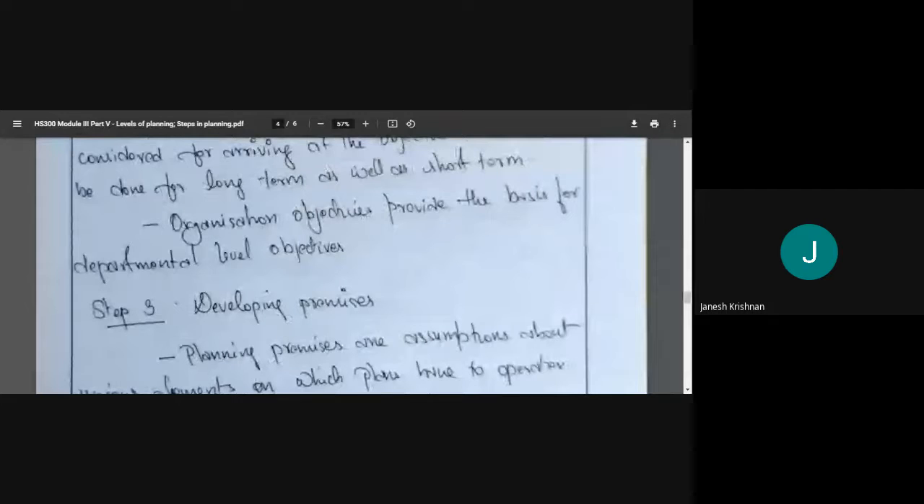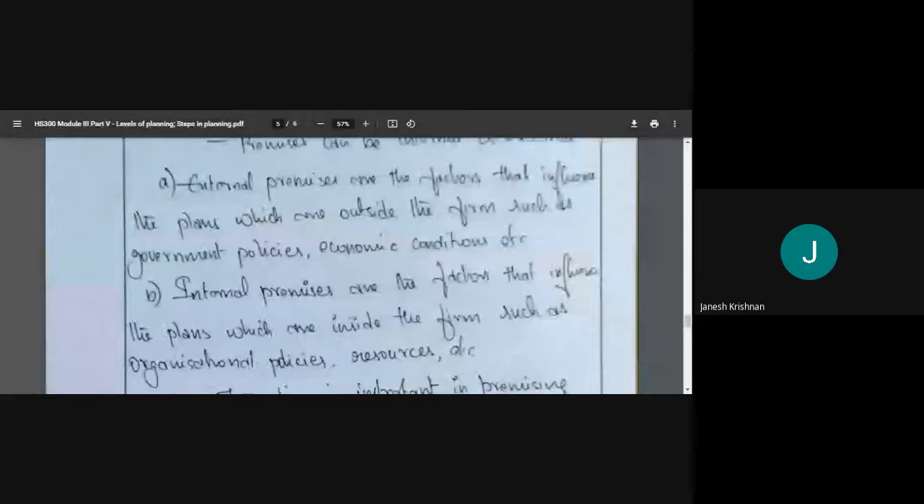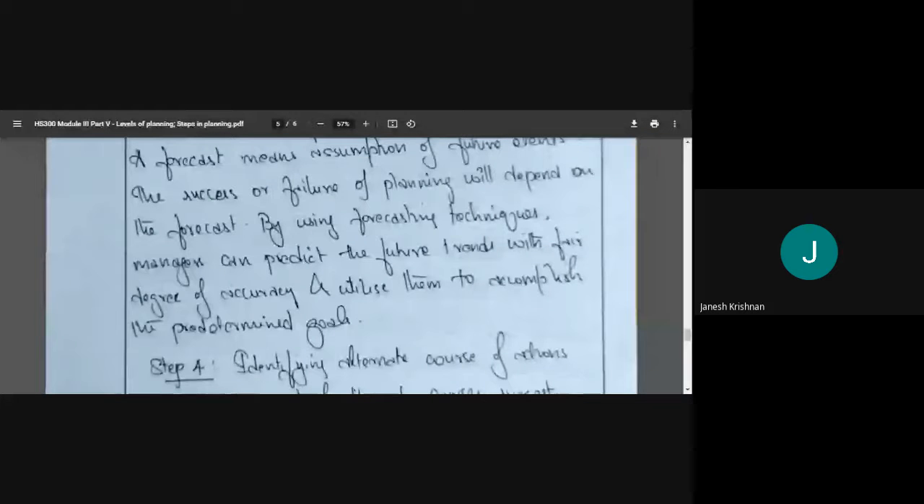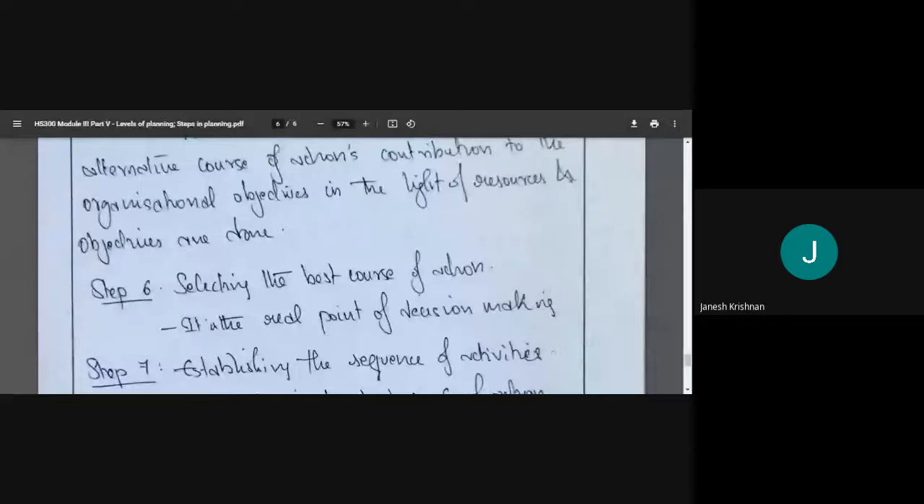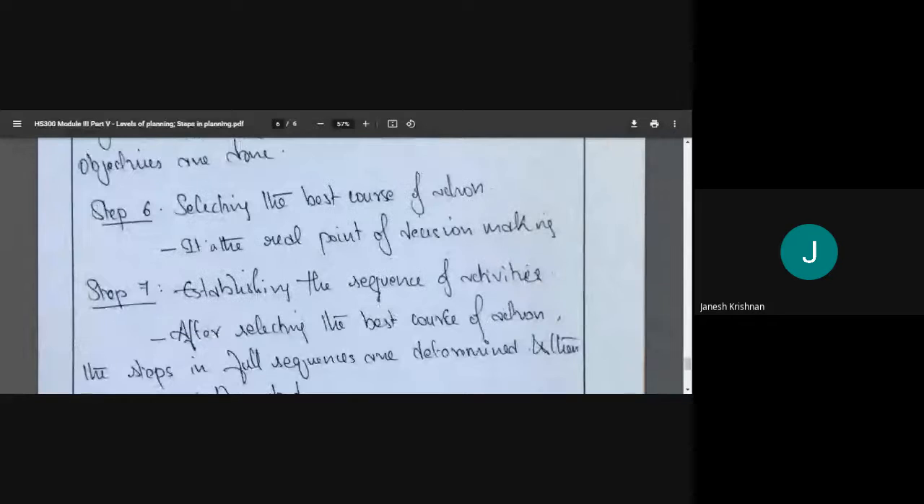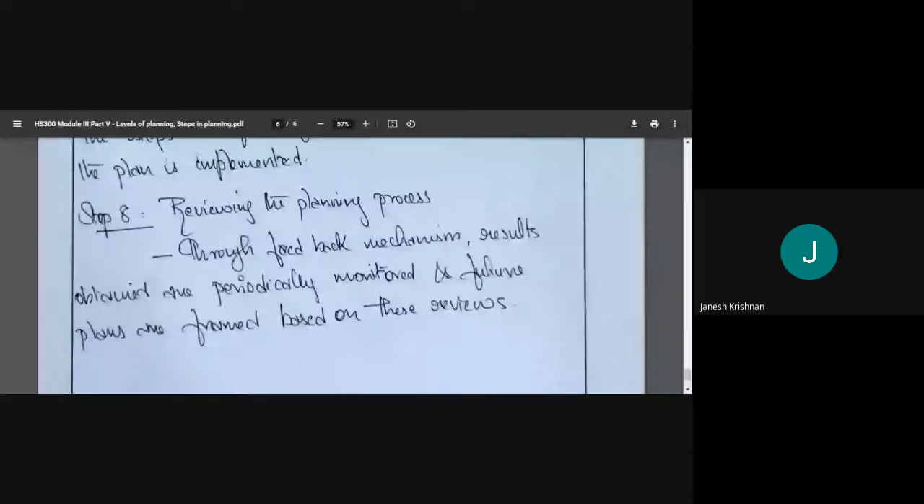Third step is developing premises. Step four is identifying alternatives, step five is evaluating them, and step six is getting the course of action and reviewing the process. What you have to understand is that a question for examination might come like what we have done in the series examination.